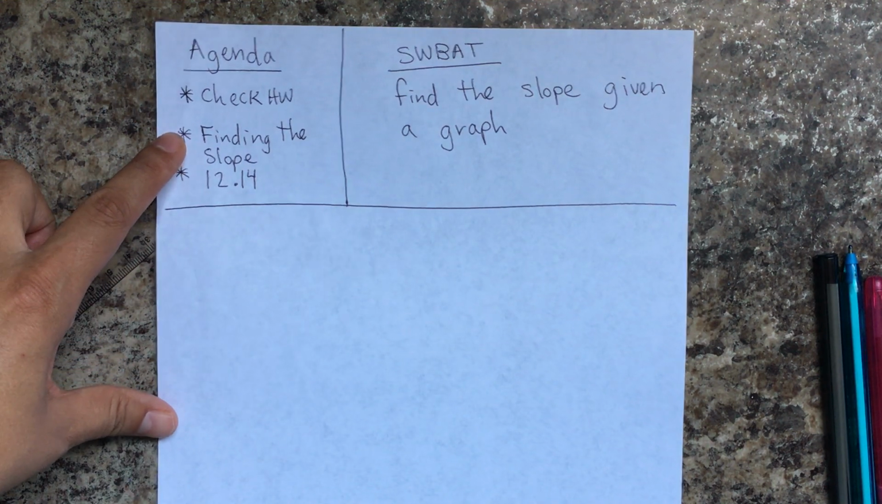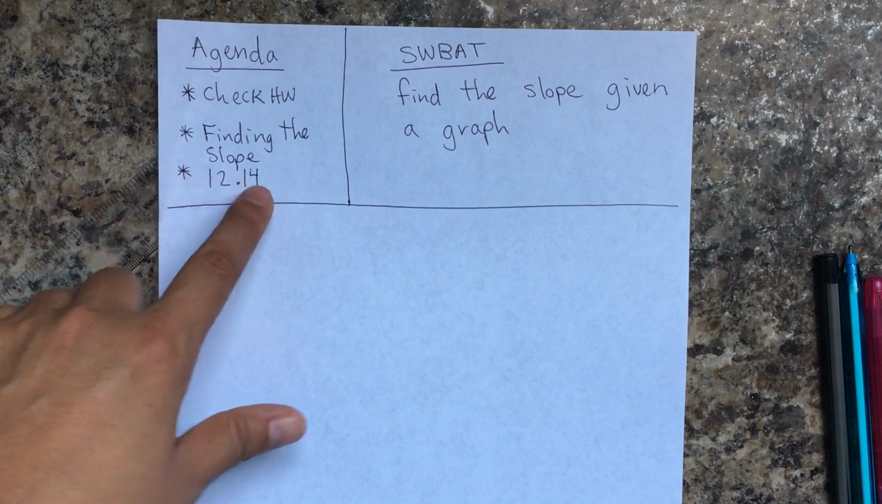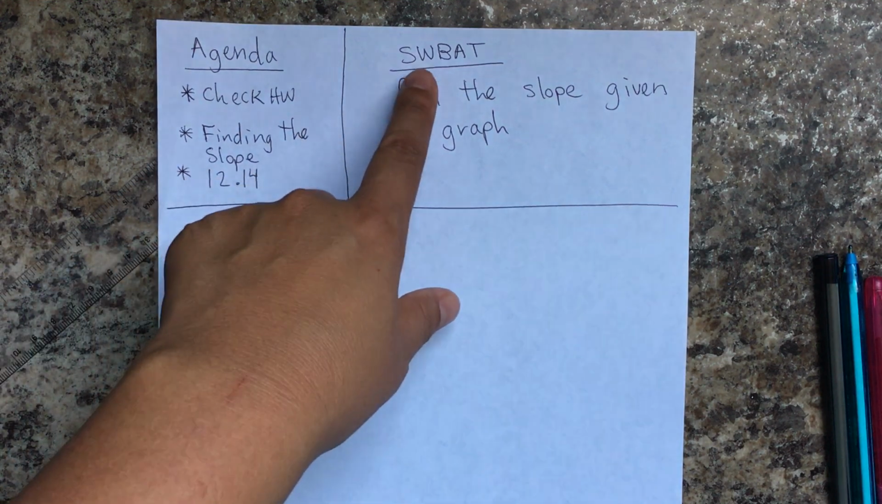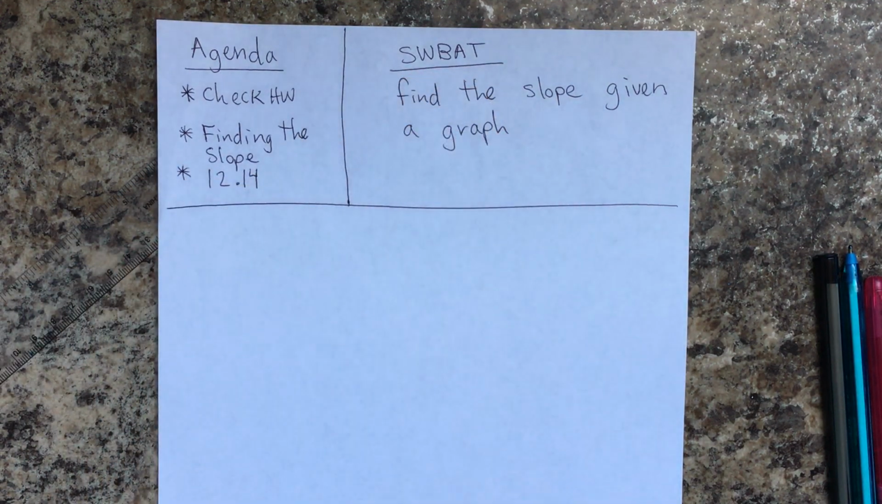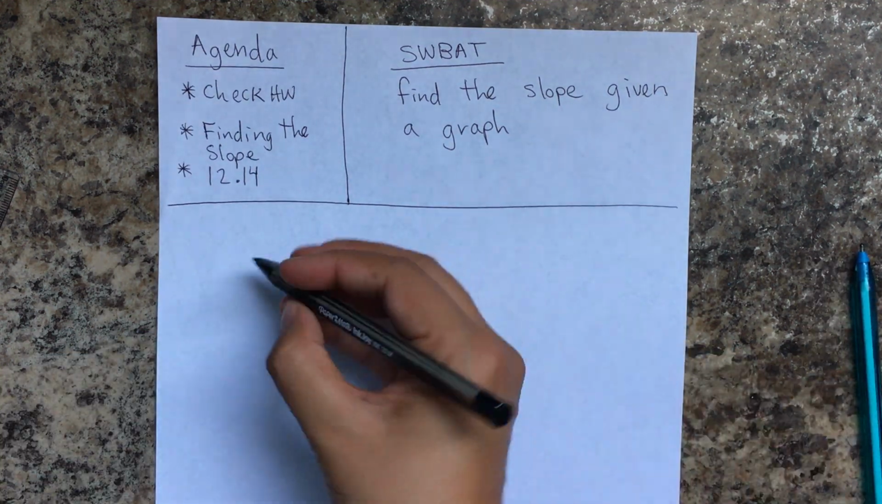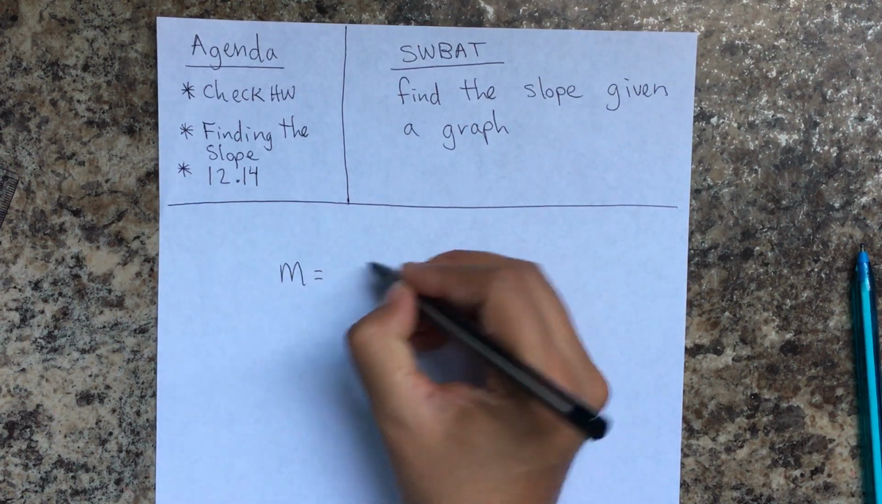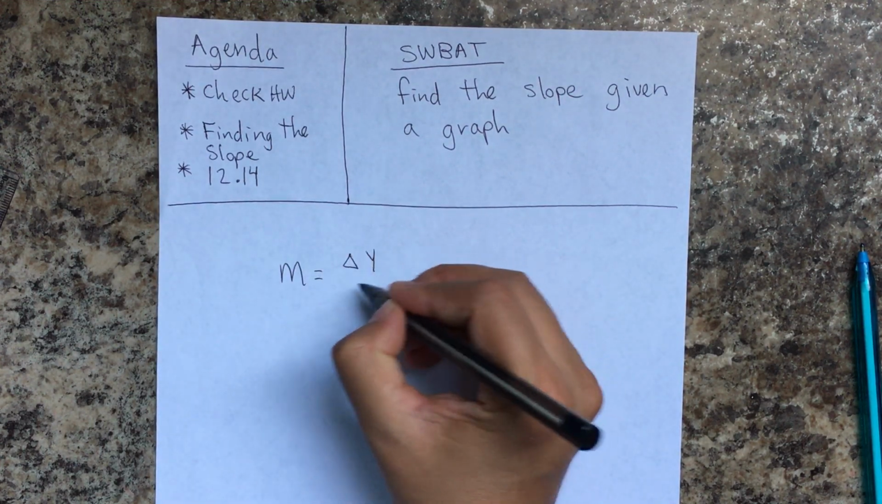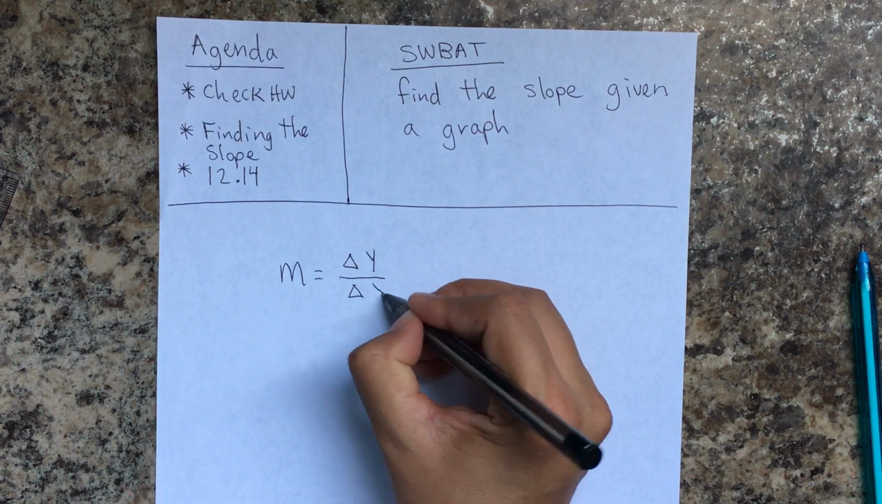You'll be finding the slope and you will be able to do page 14. Today students will be able to find the slope given a graph. So now you're going to find the rise and run in a graph. So if you recall, the slope is equal to the change in y over the change in x.